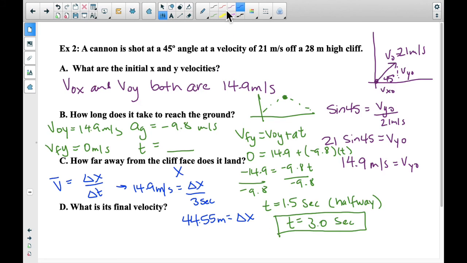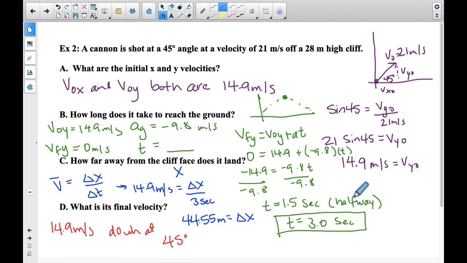And your final velocity, well, it's the same exact thing as it was before. So it is still 14.9 meters per second, but this time it's going down at a 45 degree angle. It's just symmetrical from where it was here. It's a reflection of it.